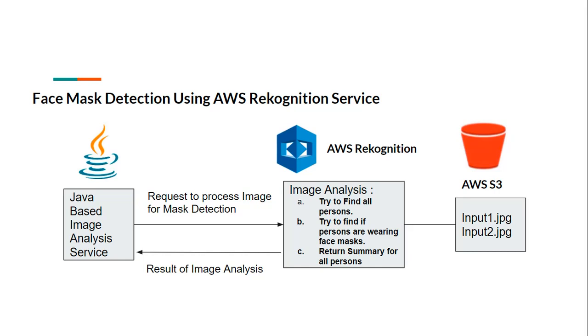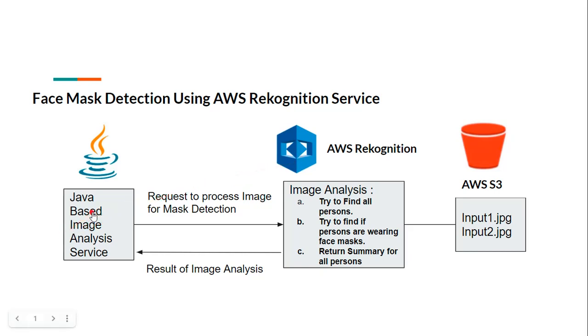AWS Rekognition is a SaaS, that is software as a service, which can analyze images and videos and provide a summary of the findings. Using the results of AWS Rekognition Service, we can trigger alarms or notifications to remind people or staff to wear masks, hand covers, or head covers to improve and maintain everyone's safety in the area.